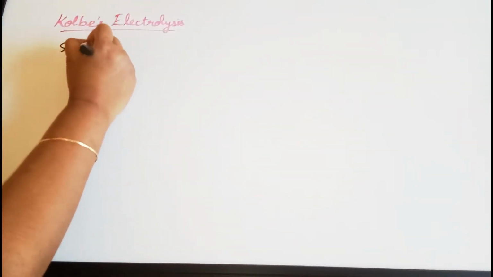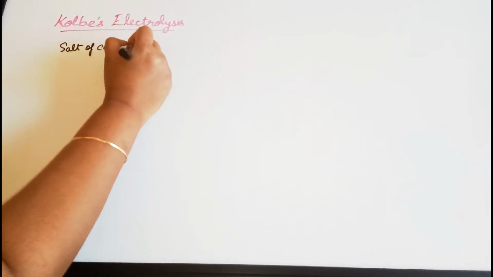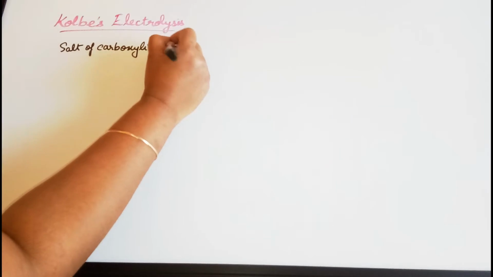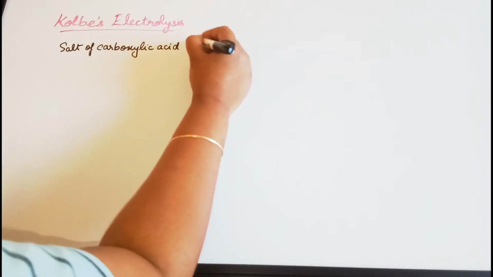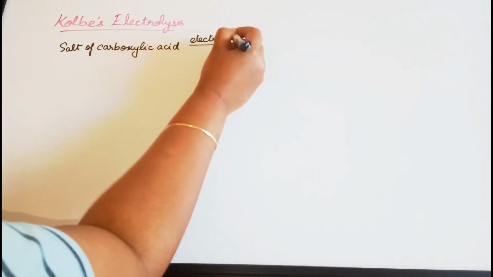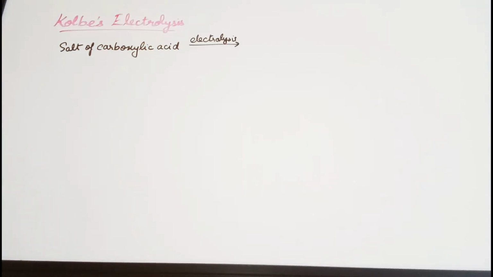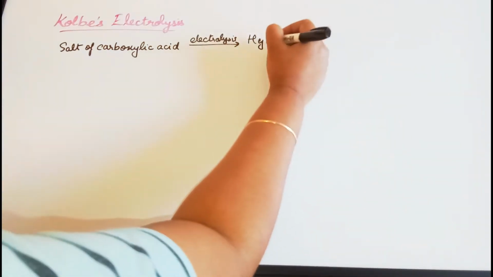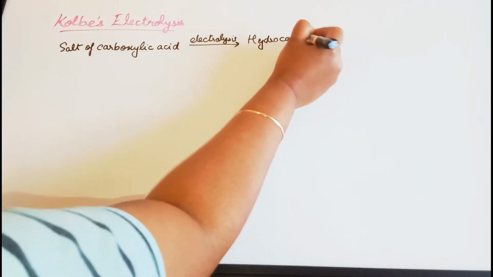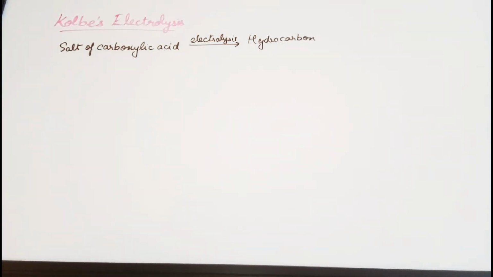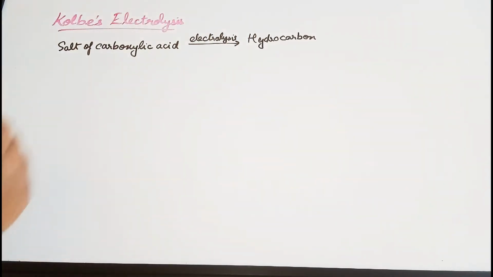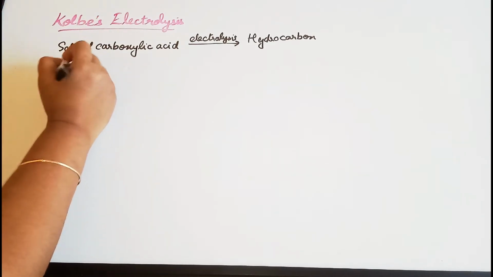So basically, the alkali metal salts of carboxylic acid. So we are having a salt of carboxylic acid that is undergoing decarboxylation on electrolysis to form a hydrocarbon. And this hydrocarbon is going to have double the number of carbon atoms than the alkyl part of the carboxylic acid. So let's take, for example, the sodium salt of acetic acid, or sodium acetate.